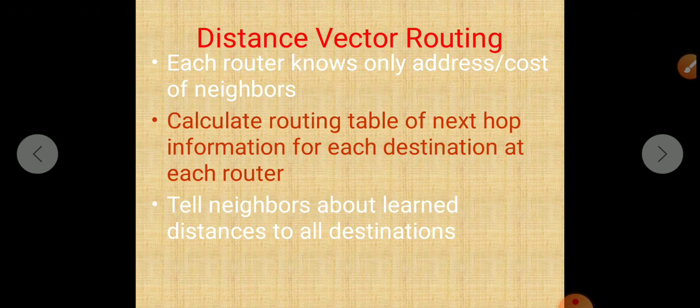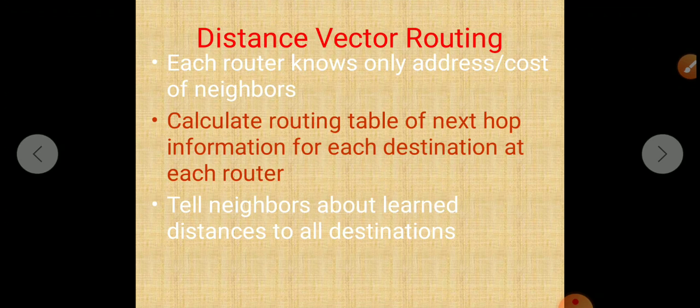The second thing is calculating the routing table of next hop information for each destination at each router. We have to calculate the packet hopping. I told you in the previous lecture, what is meant by hop count? In flooding we use a hop count. Each packet has a hop count. When it reaches the destination, if the hop count is 0, the packet is discarded. So with a 0 hop count it will be discarded.